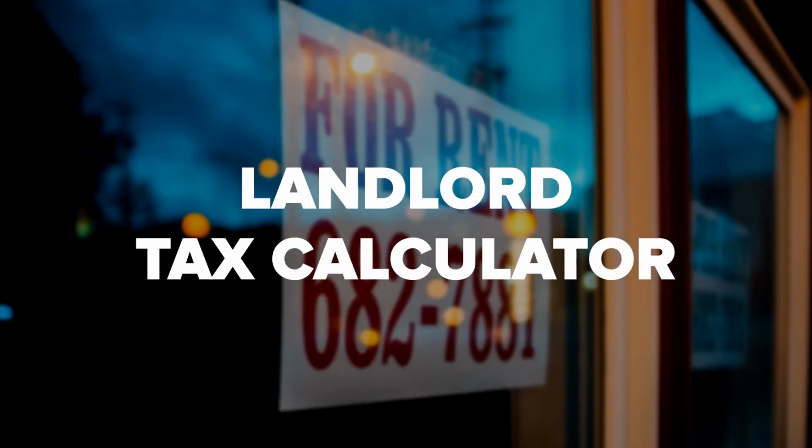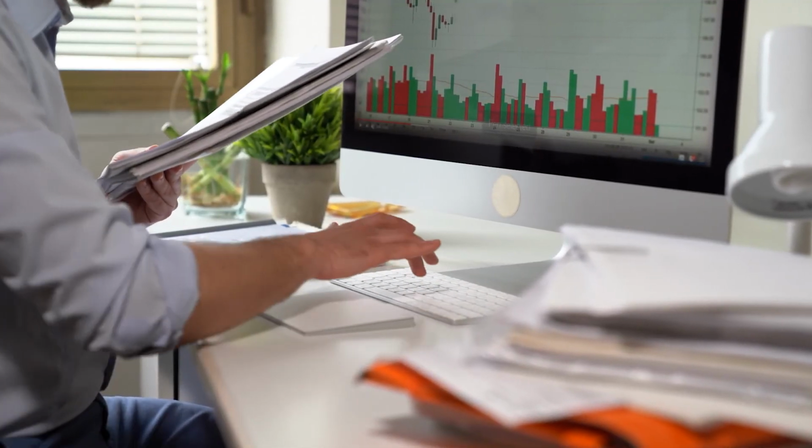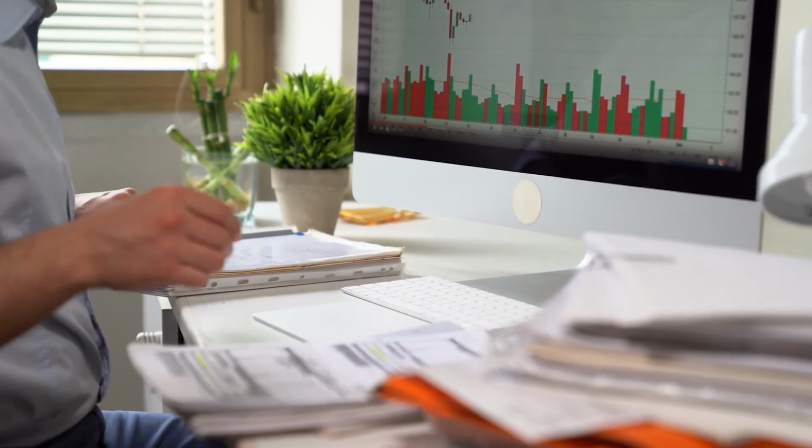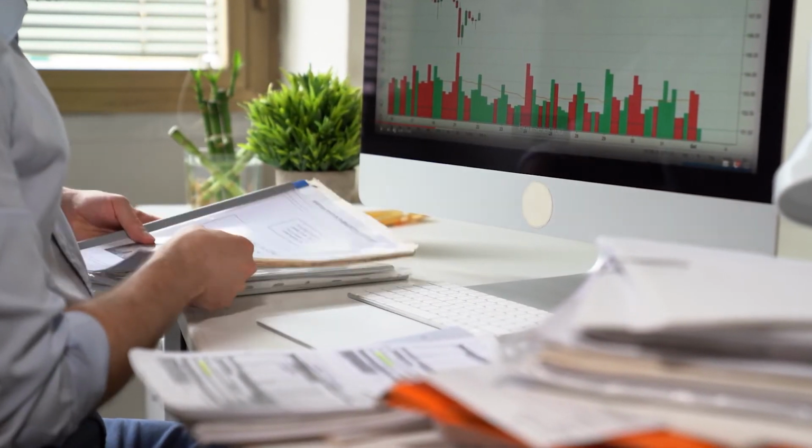Landlord Tax Calculator. Our Landlord Income Tax Calculator is designed for individuals who rent out a property as an additional or sole income, not as a separate business. If you're renting properties as a business, you should use a traditional accountant or online business accounting solution and pay yourself as an employee of the company.